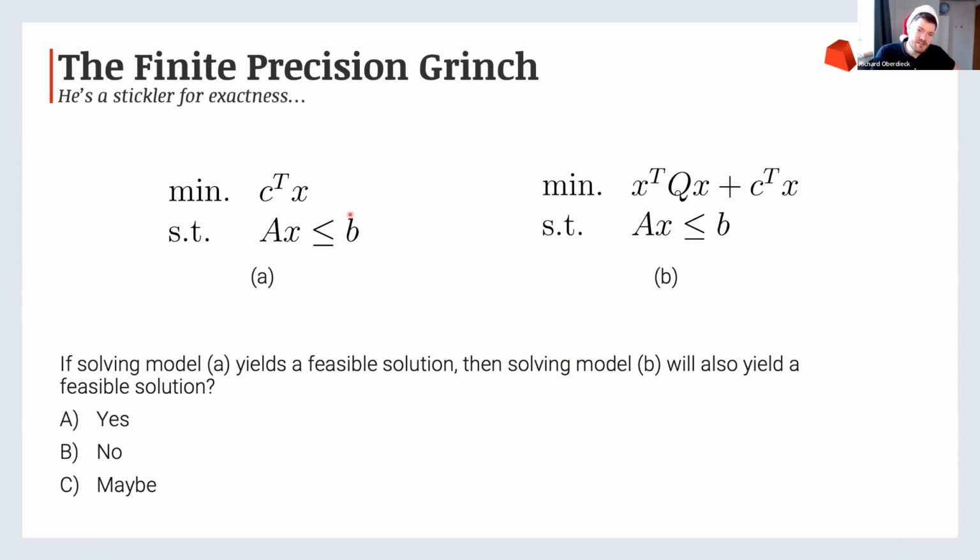So the next Grinch on the list is the finite precision Grinch, and I'm pretty sure many of you have probably seen this one, but maybe not this particular version of it. This Grinch is a stickler for exactness. So when you have anything that messes with the precision, then this guy is up and about. And the question I have for you here today is: if solving model A yields a feasible solution, then solving model B will also yield a feasible solution. Yes, no, or maybe.